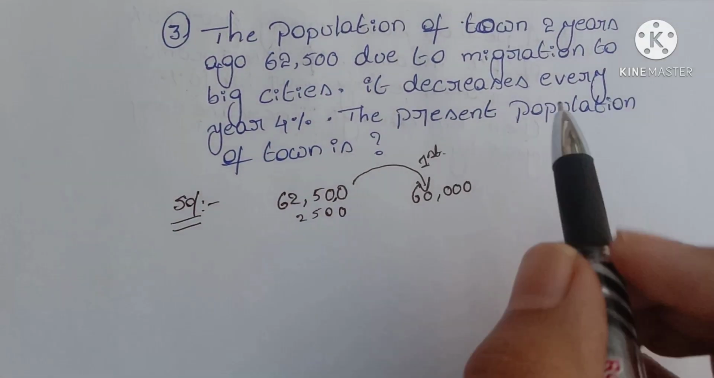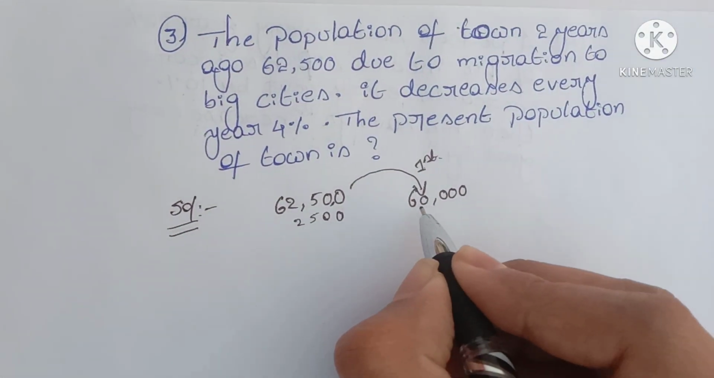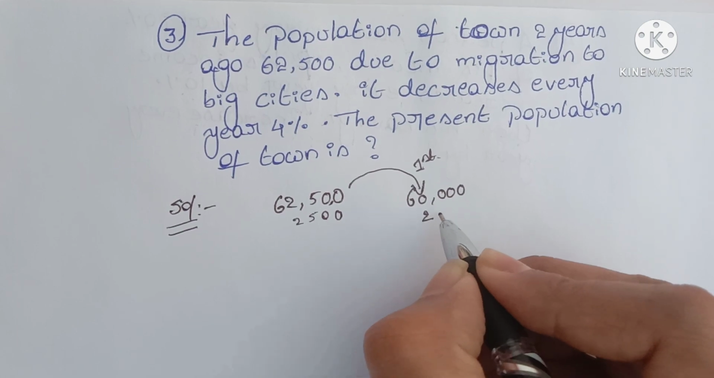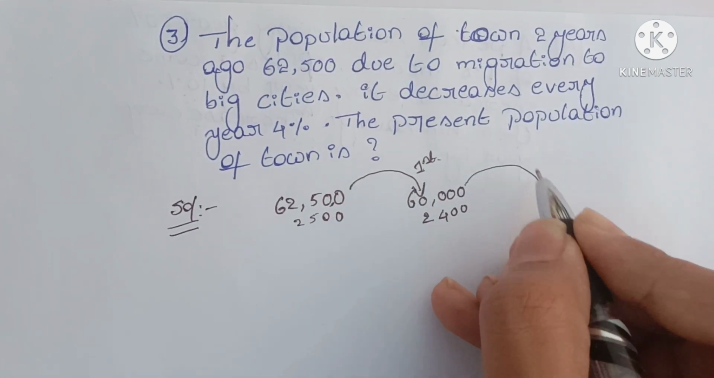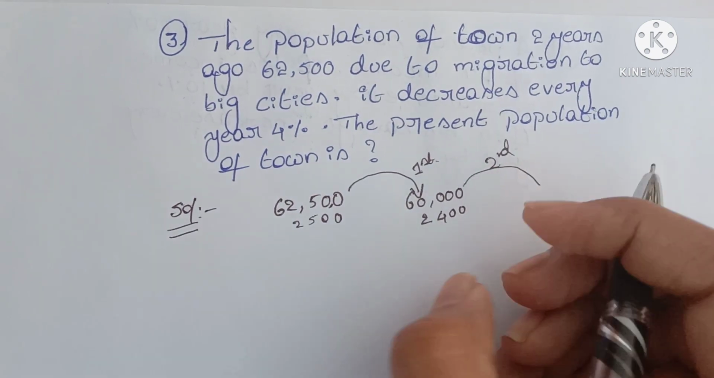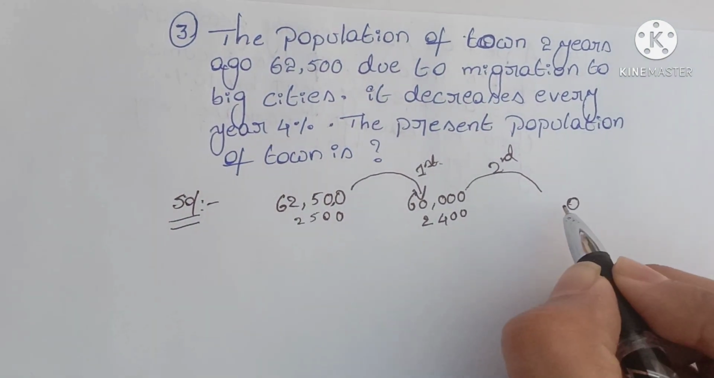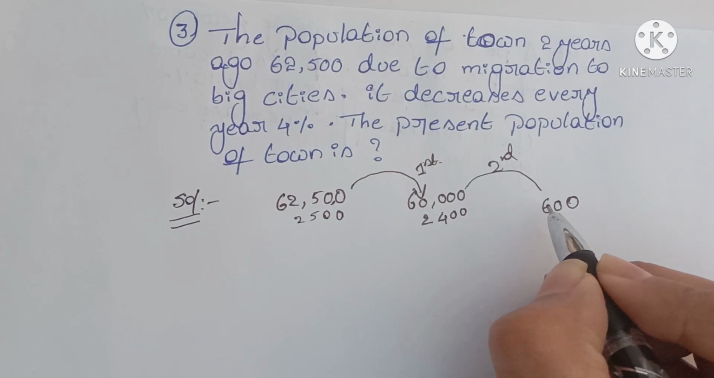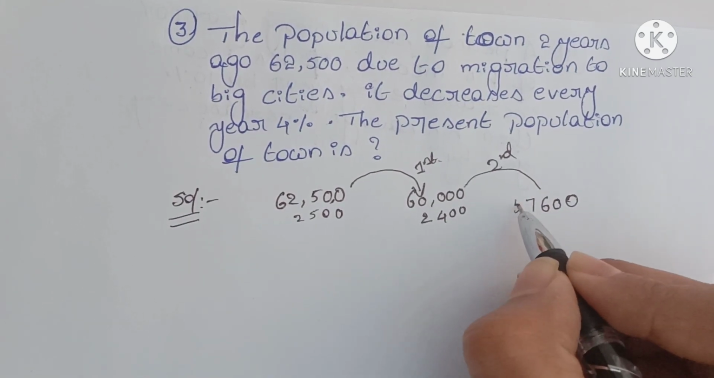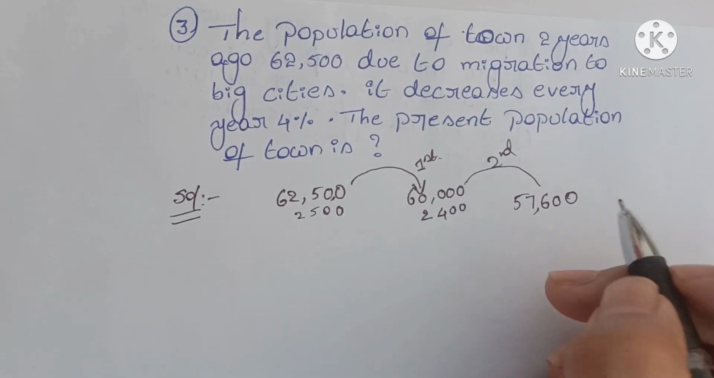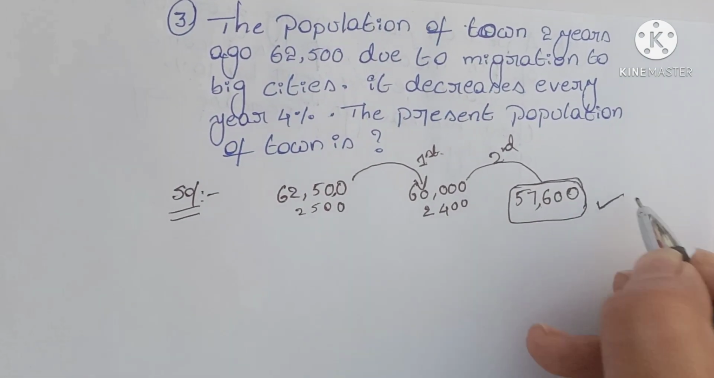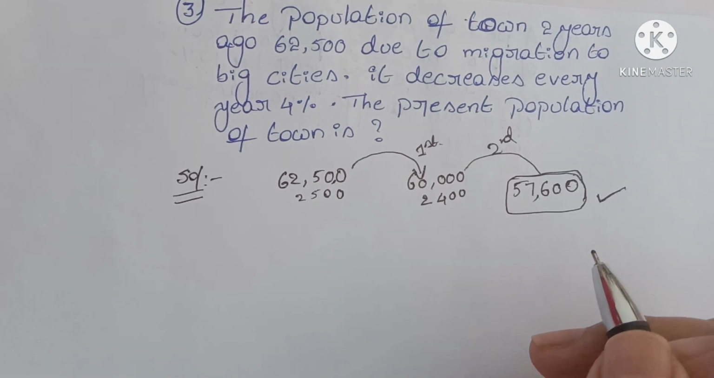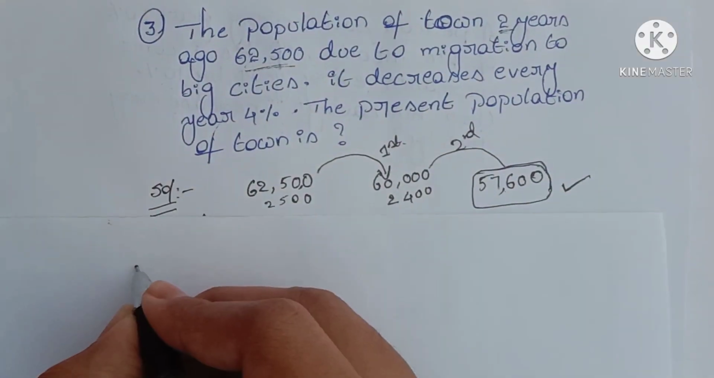Again, it decreases 4%. So we need to calculate 4% of 60,000. That means 2,400. Second year. How much we get? 57,600. The current population is 57,600.